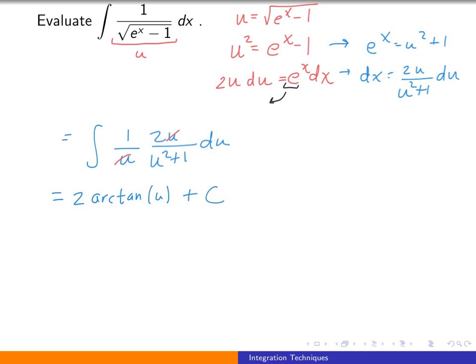So the real difficulty here ended up being kind of just getting started. Once we made that first step, the antiderivative that resulted was extremely reasonable. And let's go ahead and finish by putting it back in terms of x. So u is the square root of e to the x minus 1, and we have our solution.